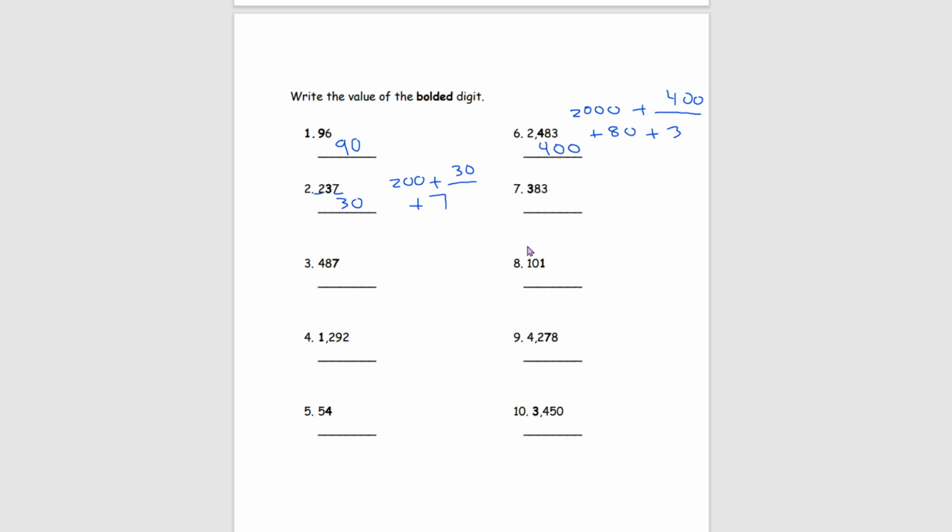And for our last example of this page, we have 383. Since the 3 is bolded, we're trying to find its value. We know that the 3 right here is equal to just 3. The 8 right here is in the tens place, meaning that it's 80. And finally we have this 3, which is in the hundreds place. This 3 translates to 300. So its value is 300.